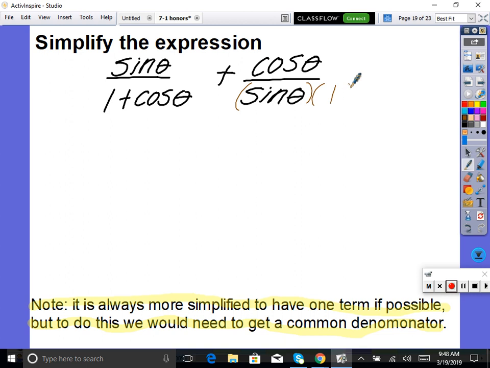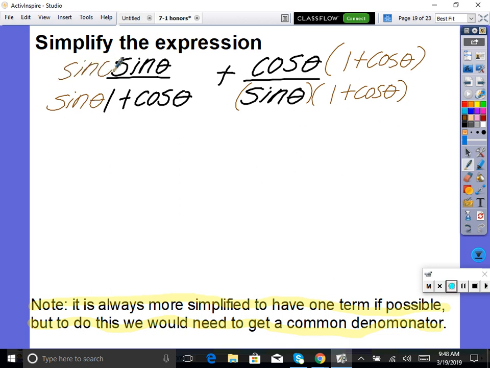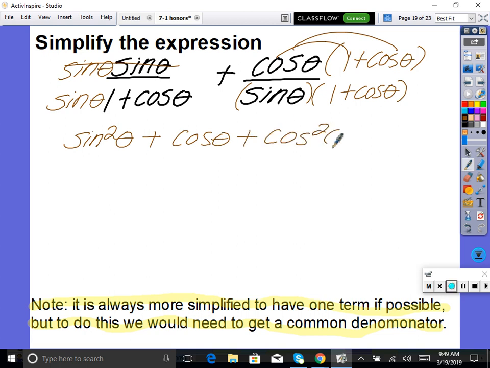So when I multiply this by 1 plus cosine of theta, so 1 plus cosine of theta, and then this one I multiply by sine of theta over sine of theta. So now let's look at what's in our numerator. We did all this so we can combine the numerator. So then we have sine squared theta from that. Then we have a plus. I would distribute cosine theta plus cosine squared theta. And that's all over sine of theta.